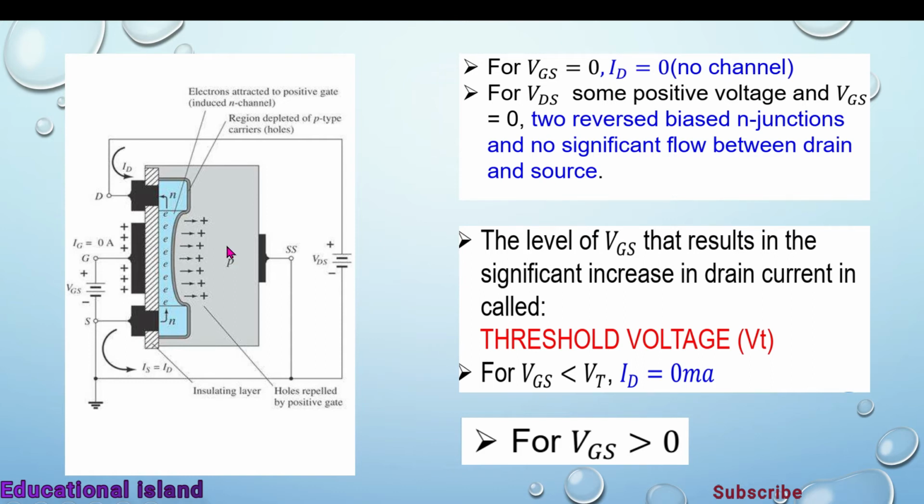If we talk about VGS and VDS, for VGS equal to 0, when we have applied no biasing on the gate terminal, then the value of current will be 0 and there will be no channel here. And for VDS, when we have applied some positive voltage but VGS is equal to 0, then there will be no current from source to drain. And if we talk about the threshold voltage, it is the level of VGS that results in a significant increase in the drain current. This is the minimum voltage which causes the device to turn on.